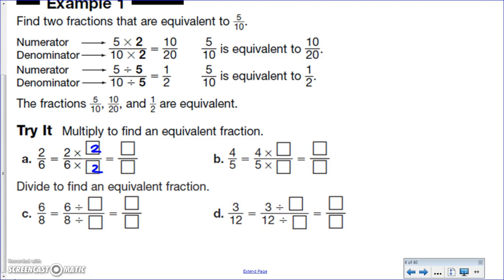So now we have 2 times 2 and 6 times 2. So we're going to multiply across and we get 4 and 12. Which means 4/12 is equivalent to 2/6.